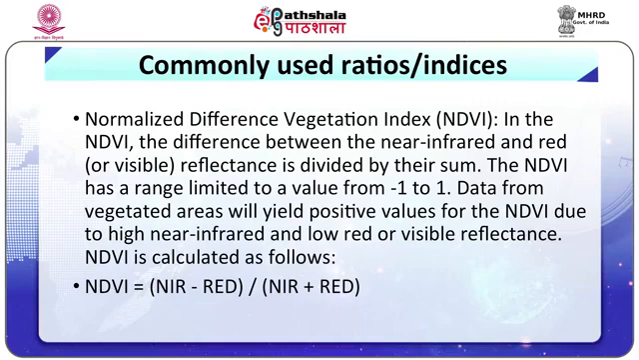Normalized difference vegetation index, also called NDVI. In NDVI, the difference between the near infrared and red or visible reflectance is divided by their sum. The NDVI has a range limited to a value from -1 to 1. Data from vegetated areas will yield positive values from the NDVI due to high near infrared and low red or visible reflectance. NDVI is calculated as follows. NDVI is equal to NIR minus red upon NIR plus red.